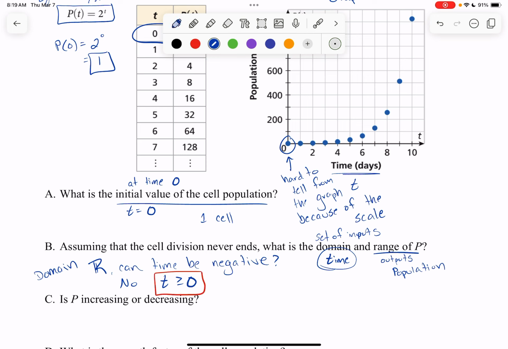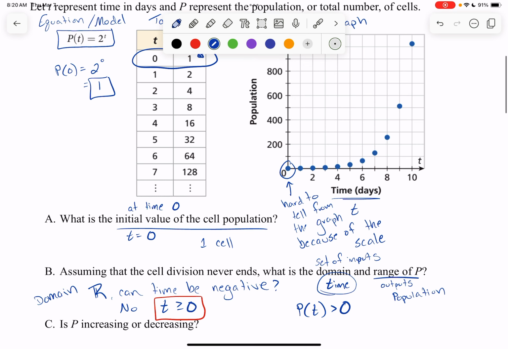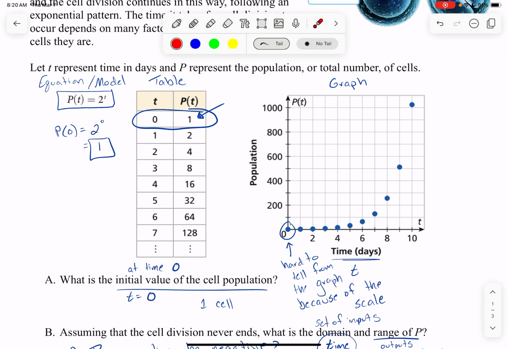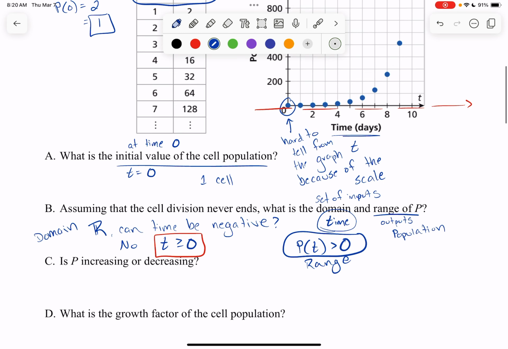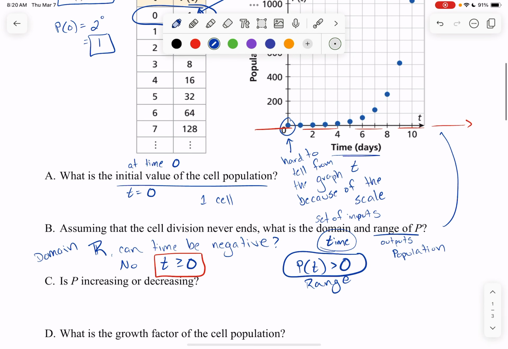Now the range is the population. I can't have a negative number of cells. So my population, which is P of T, also has to be positive, but it can't equal 0. Remember from our exponential that we have a horizontal asymptote here. It's never going to actually hit 0, and it's never going to go negative. So my range is greater than 0. In this case, the domain and range are easiest to tell from the graph.